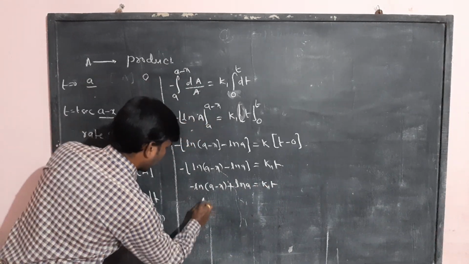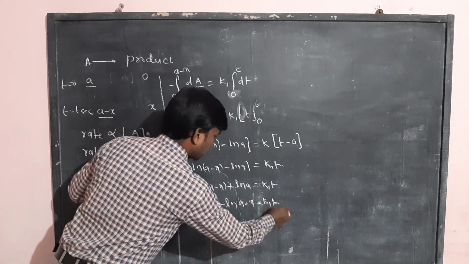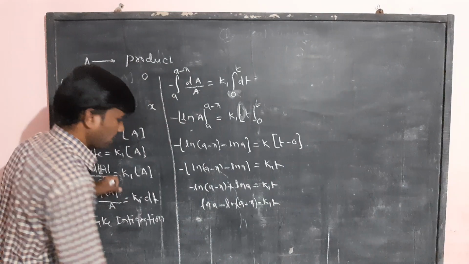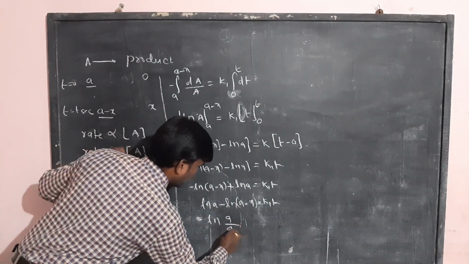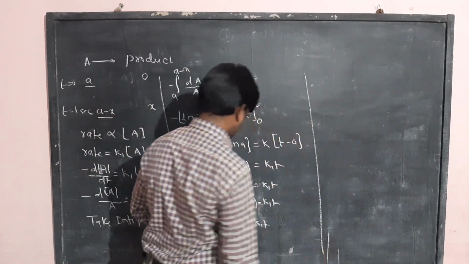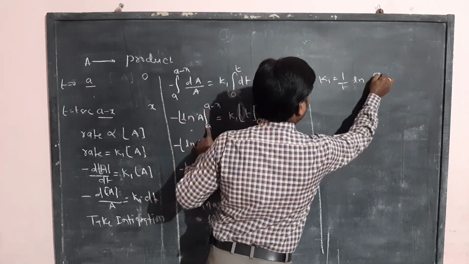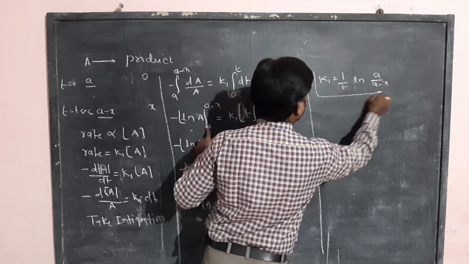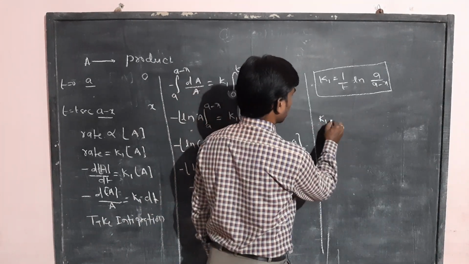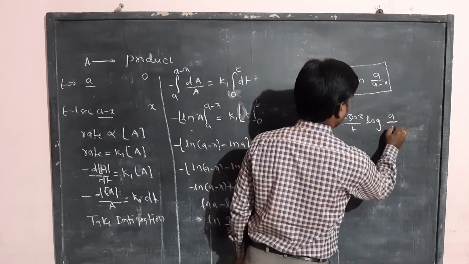So this is in the form of ln A minus x is equal to K1 into t. Again this is in the form of ln A minus ln B, and ln A minus ln B is equal to ln A by B. So ln A by A minus x is equal to K1 into t. I am going to change this equation like this. K1 is equal to 1 by t into ln A by A minus x, right? To convert this into logarithm, we need to multiply with 2.303. So K1 is equal to 2.303 by t logarithm of A by A minus x.